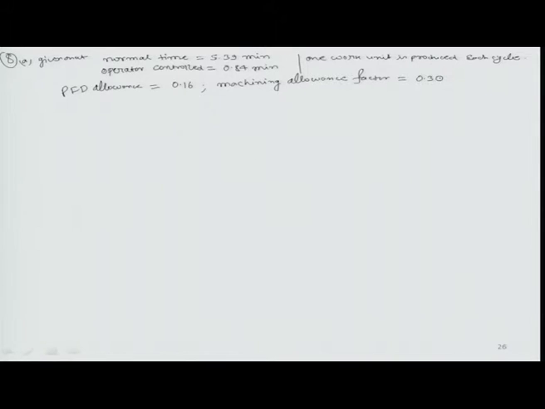First we will calculate machine time per cycle. The total normal time is 5.39 minutes and the operator control time is 0.84 minute. So we subtract 0.84 from 5.39 minutes, and that will be equal to 4.55 minutes.